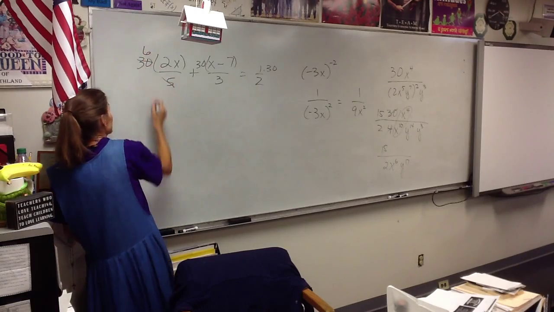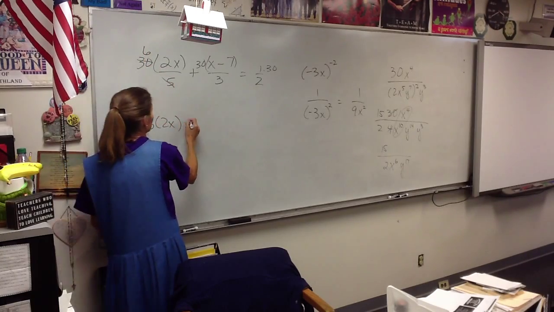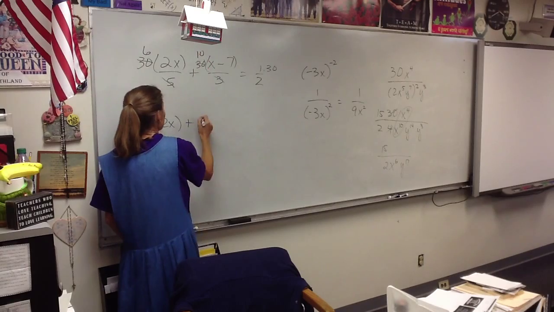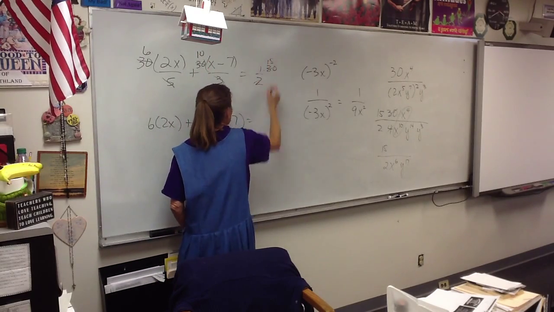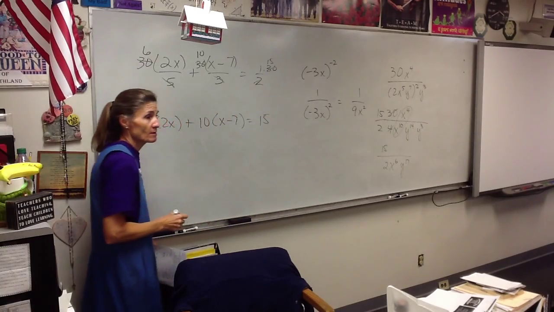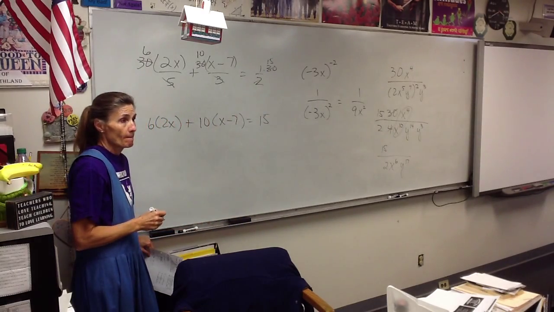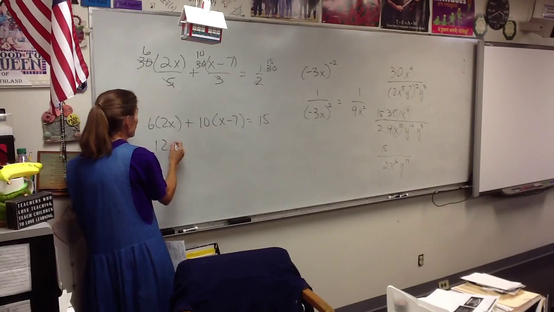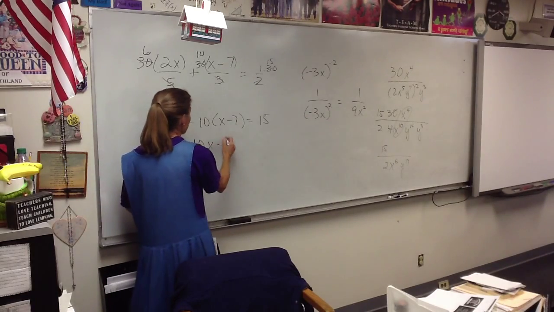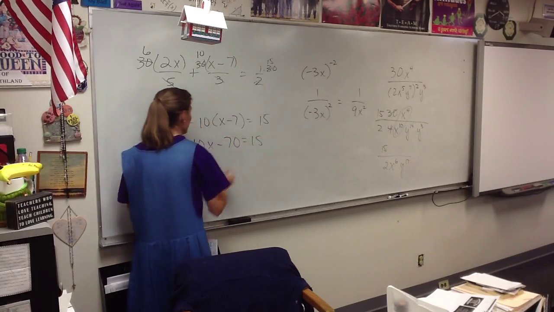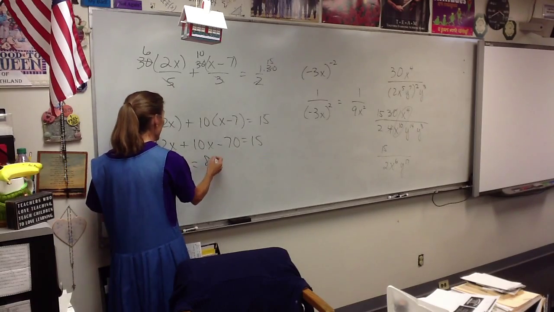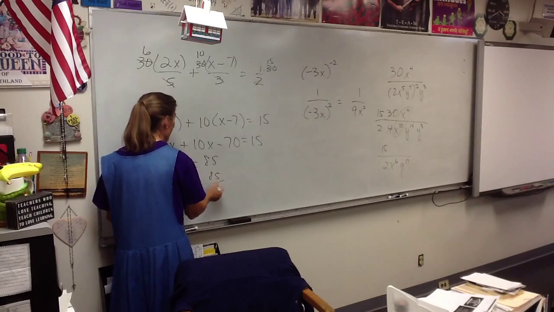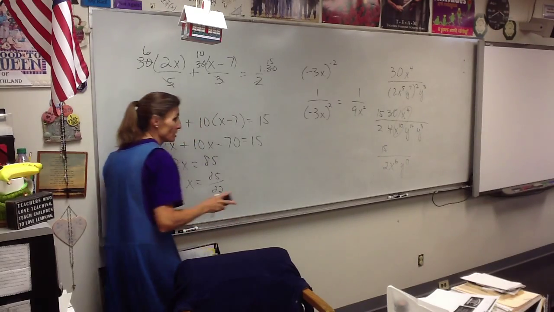5 goes into there 6 times. 3 goes into there 10 times. And 2 goes into there 15 times. Any question about step 1? So 12x plus 10x minus 70 equals 15. So 22x equals 85, and x equals 85 22nds. Any question about that?